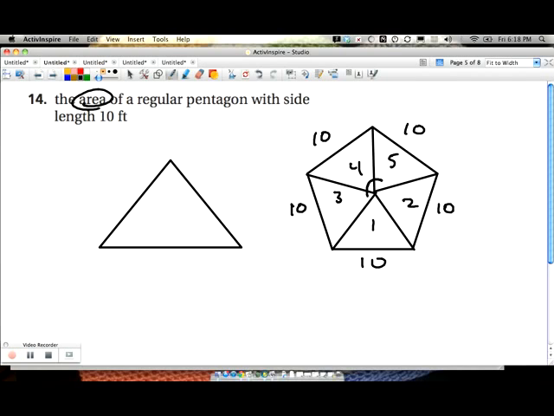Now the cool thing is that if you look at this inside piece right here, that's 360 degrees. So this right here is going to be 1/5 of that because there's 5 of them. Well, 360 degrees divided by 5, 5 goes into that 72 times. That means this is 72 degrees. Then I can look at these two pieces here, and I can figure out those because they're the same. These are the same all the way around.